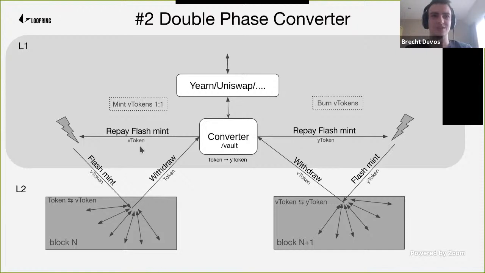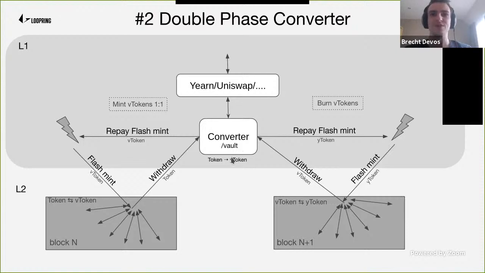So that's what happens in the first phase. You just do a one-to-one swap for this vault token, which is of course fully deterministic. The exchange rate is always one-to-one, and that's also the only thing the converter can do. So nobody else can actually access this converter. And then we do the actual L1 interaction.